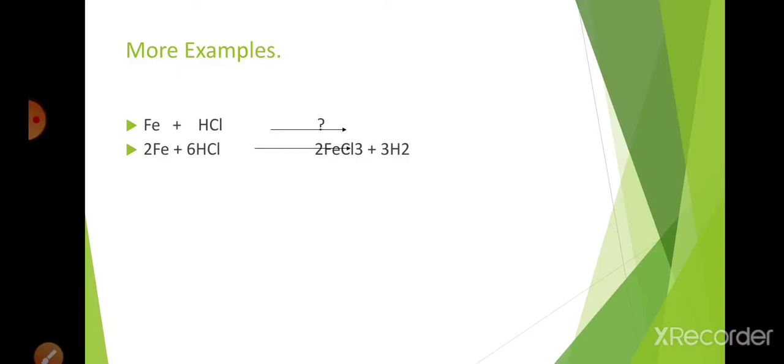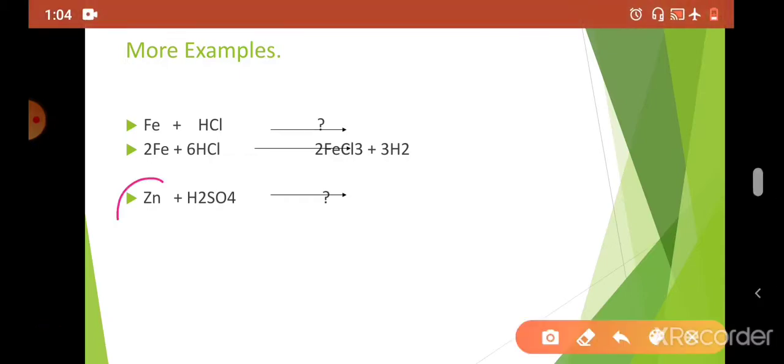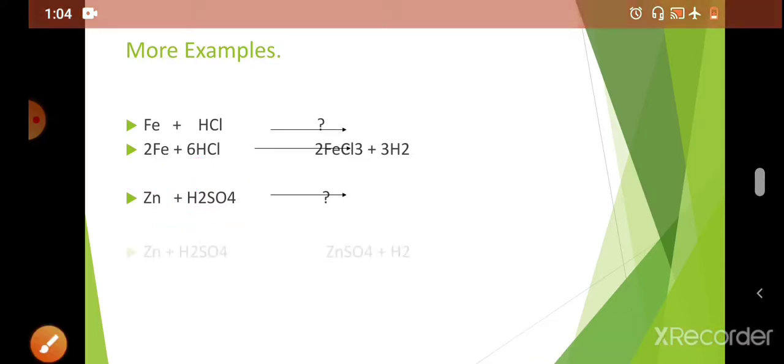Going to the next example, we have to predict the product again. Zn plus H2SO4. Then what is the product? So that is ZnSO4, because we know this Zn is again a metal, this one is an acid. Zn combines with SO4 and hydrogen goes away. So what will be the product?